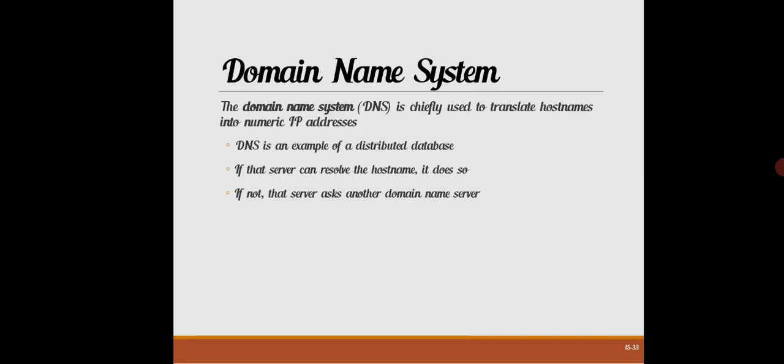Domain name systems. The domain name system, DNS, is chiefly used to translate host names into numeric IP addresses. DNS is an example of a distributed database. If the server can resolve the host name, it does so. If not, the server asks another domain name server.